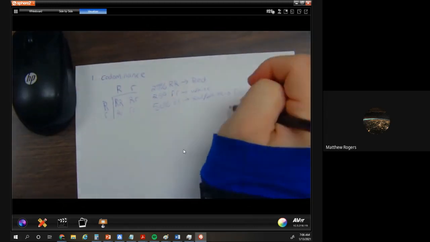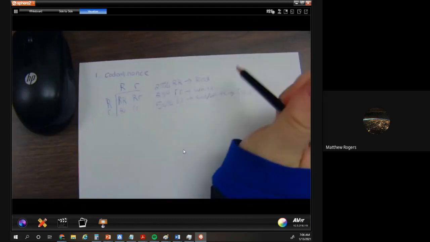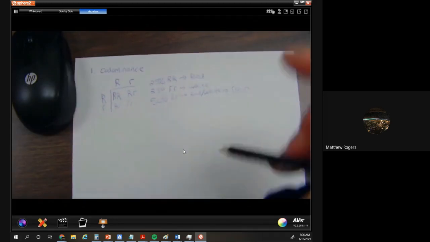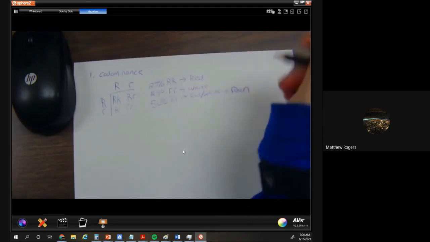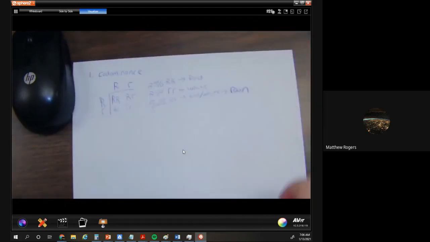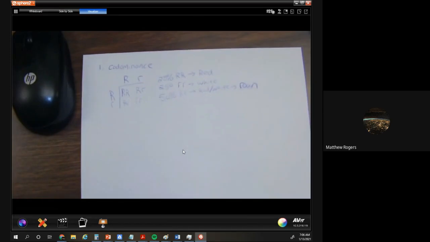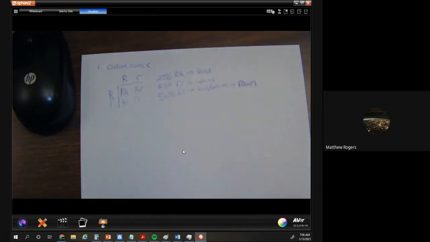I'd probably get used to the word roan. It's a question that people love to ask. It's just a common one for codominance, to be honest with you. Sorry if it's kind of hard to see. Let me see if I can find another pen or pencil or something. Oh, I think I played with this pen last time. So anyways, that was a codominant question.